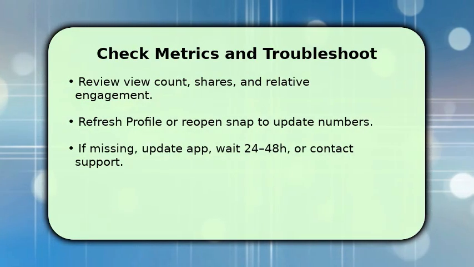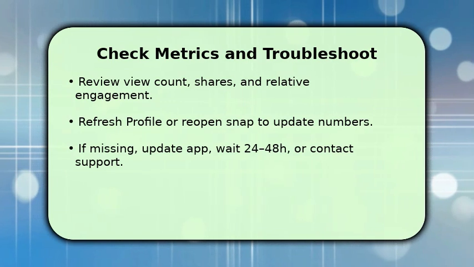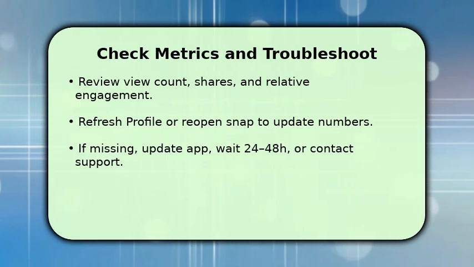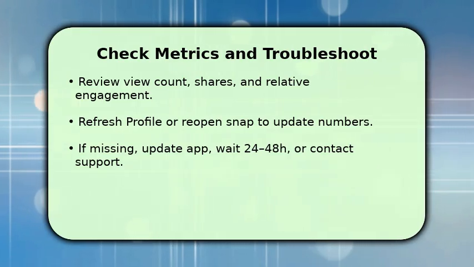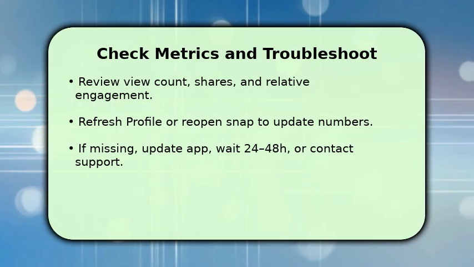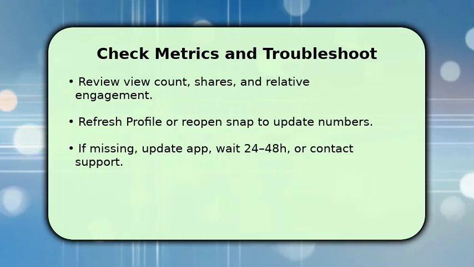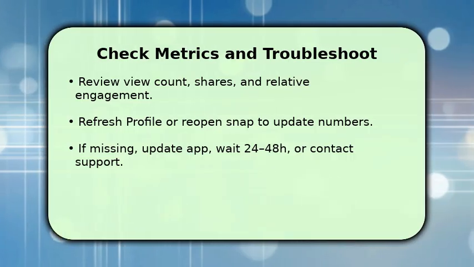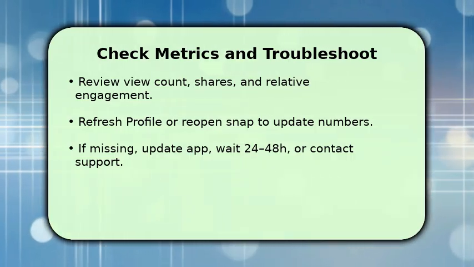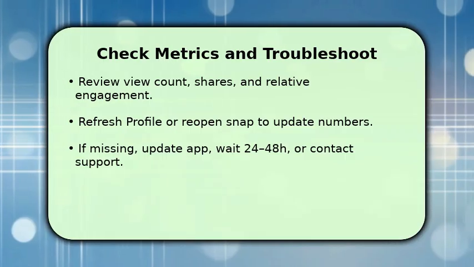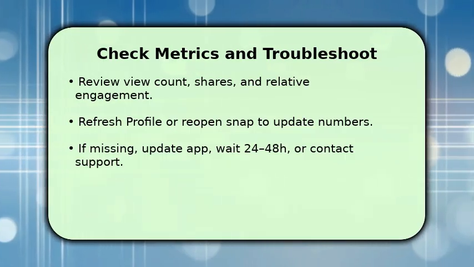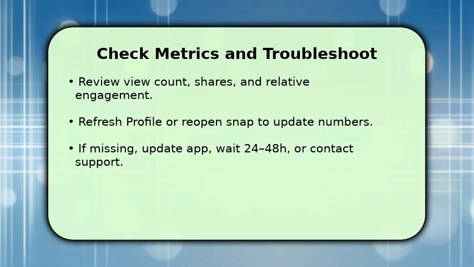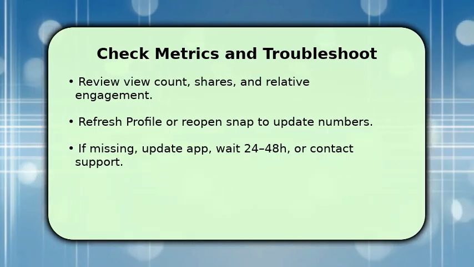Finally, interpret the metrics you see. Views indicate distribution, while shares and engagement show how well people responded. Make sure to refresh your profile or reopen the Spotlight snap to update numbers in real time, because counts sometimes lag briefly. If metrics don't appear, update the Snapchat app and wait 24 to 48 hours for analytics to populate. If they still don't show, reach out to Snapchat support. This troubleshooting tip resolves most common data visibility issues quickly.